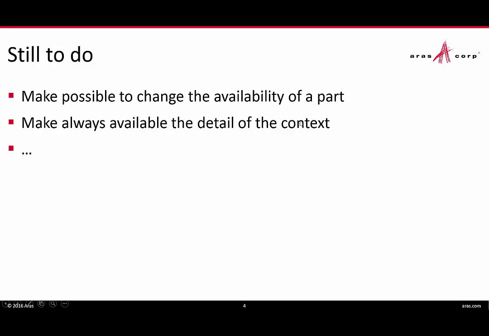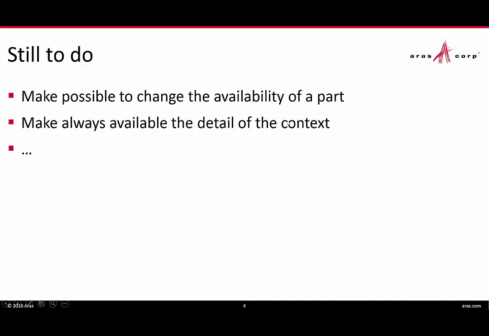What is still to do is to make it possible to change the availability of a part. In this demo, when you create the part, it gets a context, but I didn't add the business logic to modify this in the future, though that's something we could add. And to always make the details of the context available: today, to understand which context you're working with, you need to go and list the projects. It would be cool if I added something always visible so the user always understands why they see such or such part.